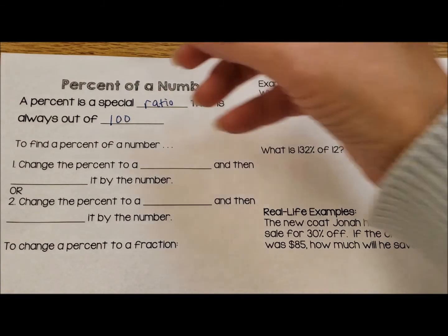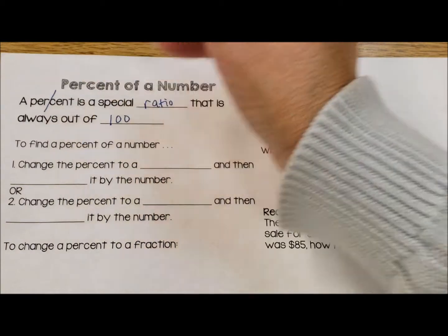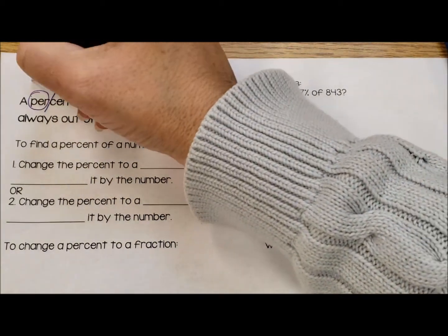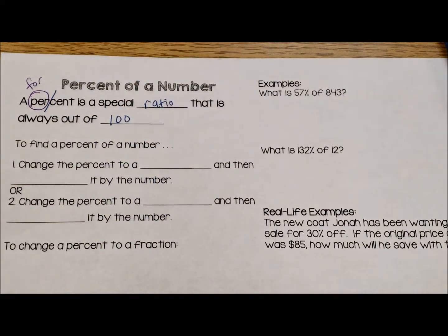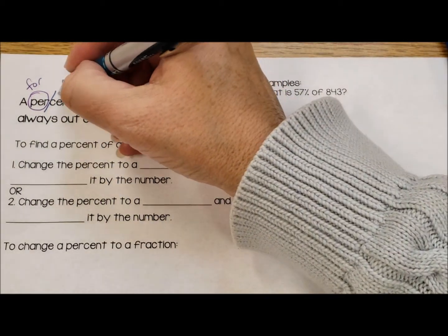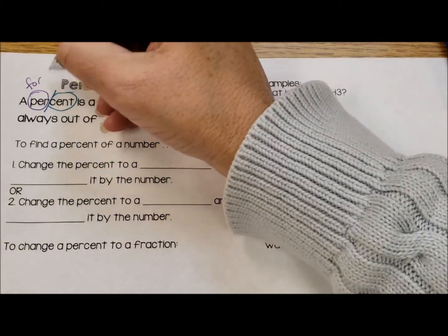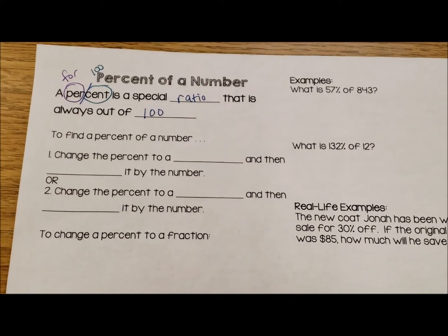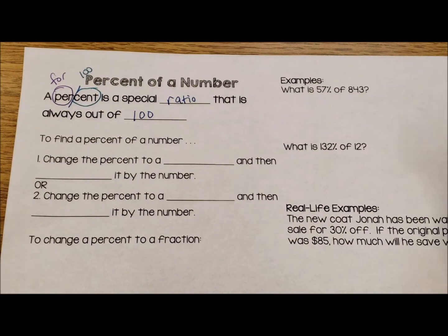If you break the word into word parts, you see that you have per, which means for, and cent, which is a part that means 100. And I remember that by thinking about how many cents there are in a dollar. So a percent is a ratio that's always representing something out of 100.